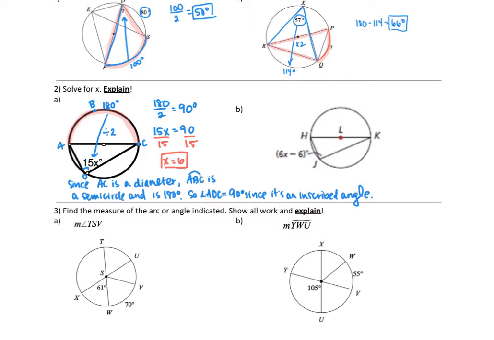Okay, and that's all you really need to explain, because then your work here kind of shows the rest of how you actually solve for x. Okay, so let's look at B. It's basically the same type of problem here. We have an arc, and we don't have the measurement.